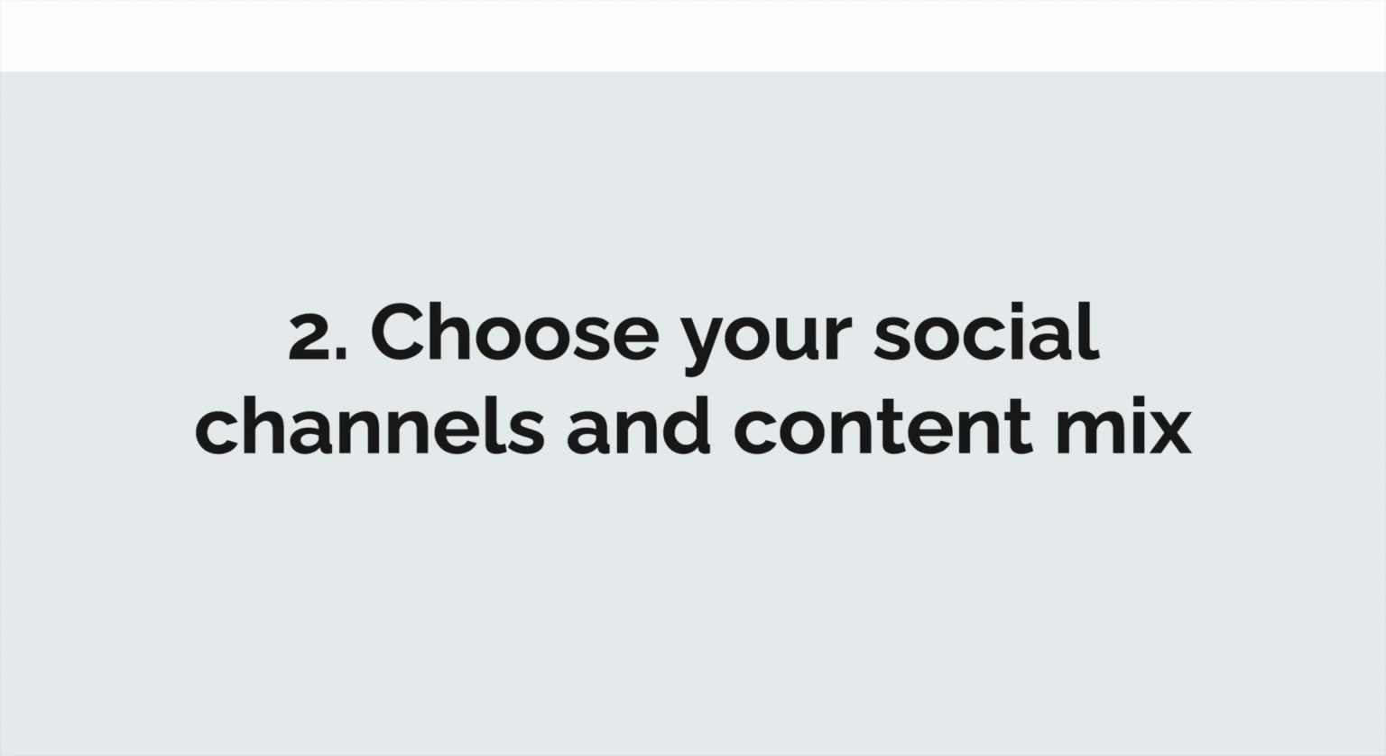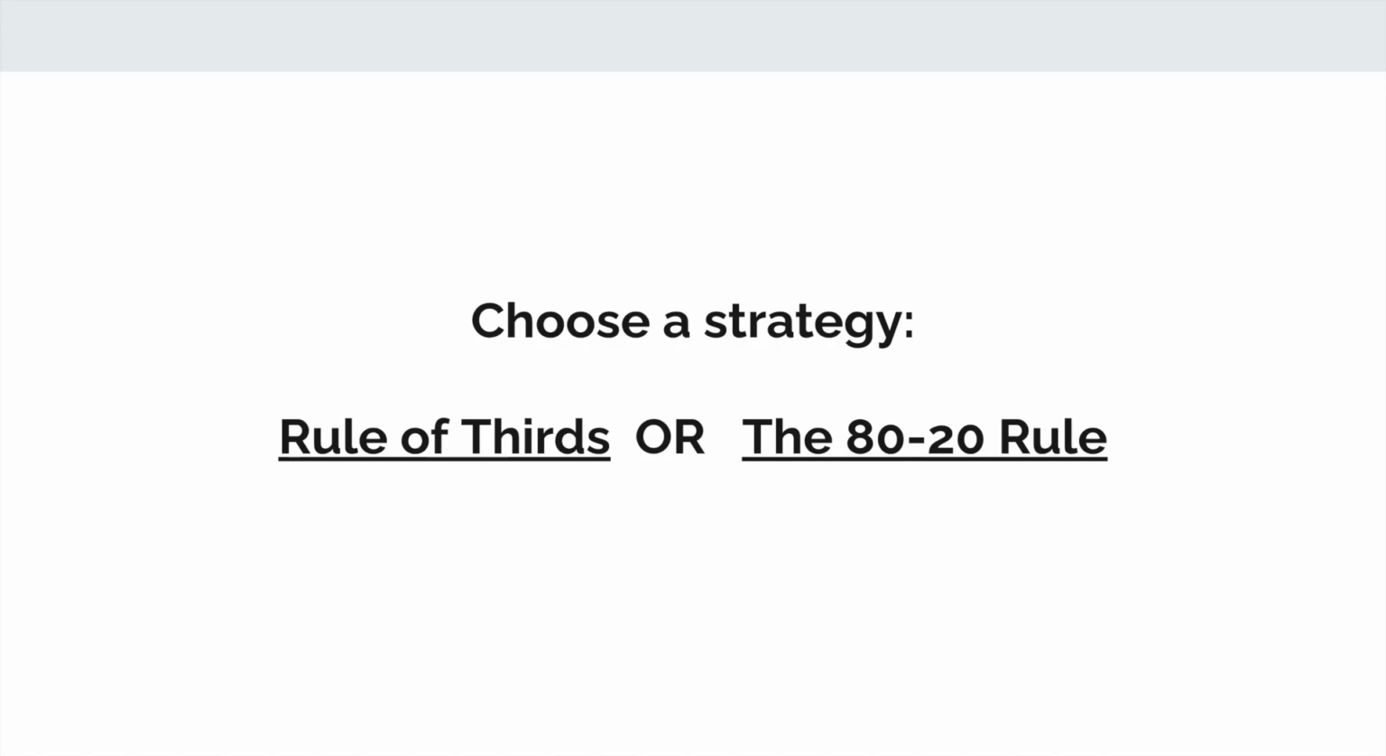Now, the next step is choose your social channels and content mix. Deciding what kinds of content to post is a huge part of your social media strategy and an important step to building a social media calendar. So there are a couple of strategies that you can choose from, but here are the main two for anyone who is starting to step foot into social media for their business. We have the rule of thirds or the 80-20 rule. And these rules are very, very simple and easy to follow.